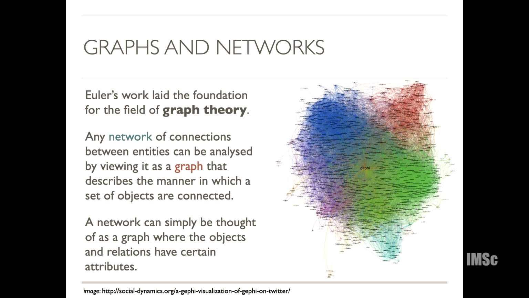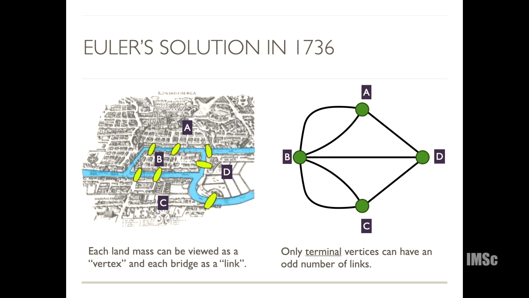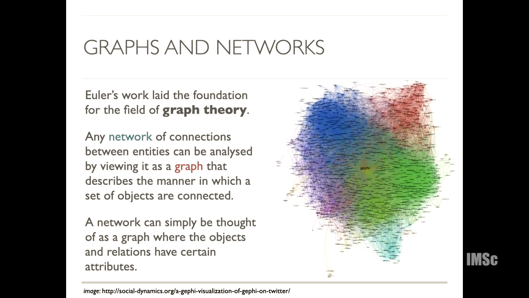So a network is just a graph where the objects and the relations have certain attributes. That's about it. So we're saying that this particular bank has some attributes, this bank has some attributes, and the link has maybe some weight associated with it, and so on. So we can ascribe various attributes to this, but at the end of the day, it's just a graph, and we'll talk in the subsequent slides about all these attributes and so on.